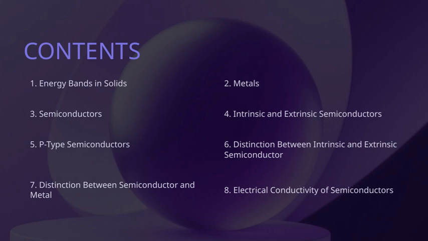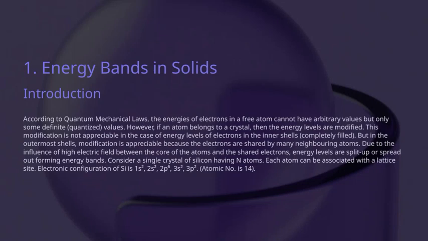role in electronic devices. According to quantum mechanical laws, the energies of electrons in a free atom cannot have arbitrary values, but only some definite, quantized values. However, when an atom becomes part of a crystal, these energy levels undergo modification. Now, this modification isn't very noticeable for the inner shell electrons, which are completely filled and tightly bound. But for the outermost electrons, the story is quite different.